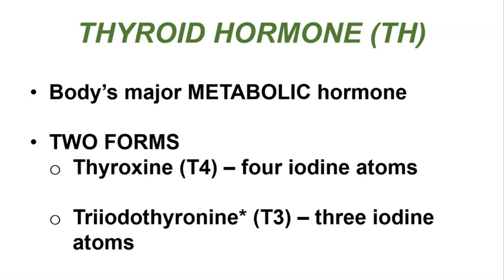The hormone itself comes in two forms, T4 and T3. T4, which is called thyroxine, has 4 iodine atoms attached. Meanwhile, T3, which is called triiodothyronine, has 3 iodine atoms attached. I have started T3 here because T3 is the most active and the most potent form of the hormone. At the tissues, T4 is converted into T3 by enzymes that remove a single iodine atom.